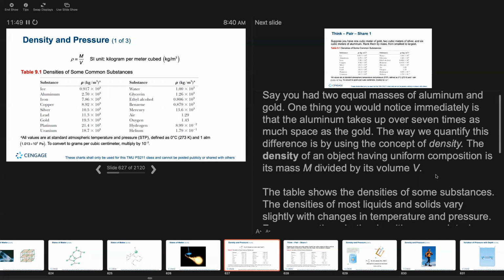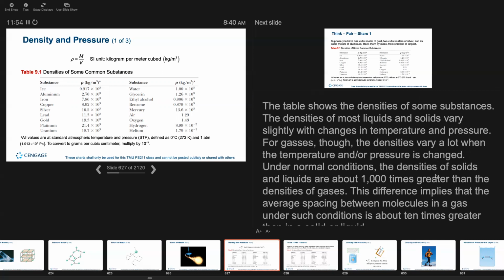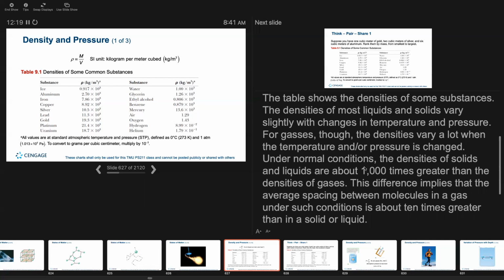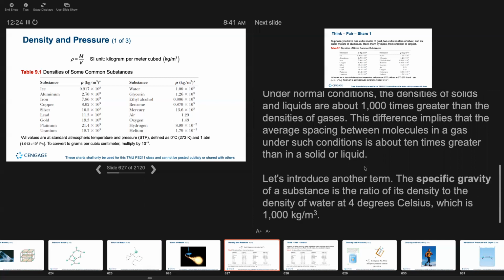So we're getting a table here to help us get some perspective on this. The table shows the densities of some substances. The densities of most liquids and solids vary slightly with changes in temperature and pressure. For gases, though, the densities vary a lot when the temperature and/or pressure is changed. Under normal conditions, the densities of solids and liquids are about 1,000 times greater than the densities of gases. This difference implies that the average spacing between molecules in a gas under such conditions is about 10 times greater than in a solid or liquid.